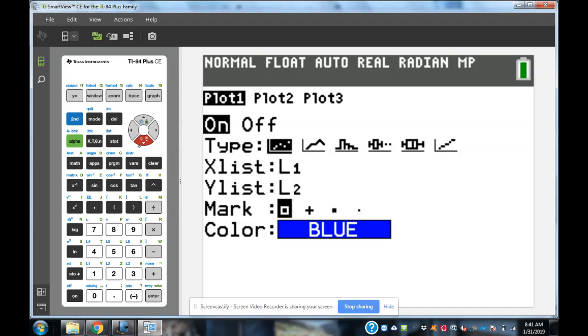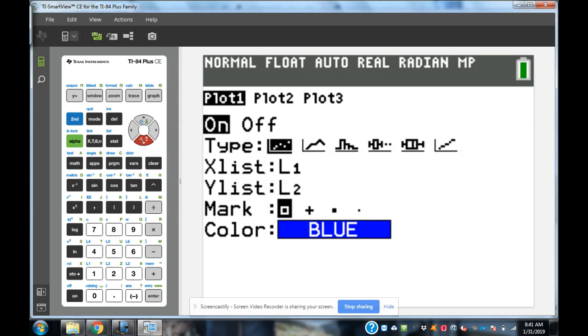Yeah. Scatter plot's the first option. This is a line graph that just connects the dots. And then this is a histogram. So if you need to make a histogram, you take stats, we'll use that a lot. And then these are box and whisker plots. And then this is a step graph out of that. The main thing is make sure you're on scatter plot. Your X list was list 1. That's where we put it in. Your Y list is list 2.